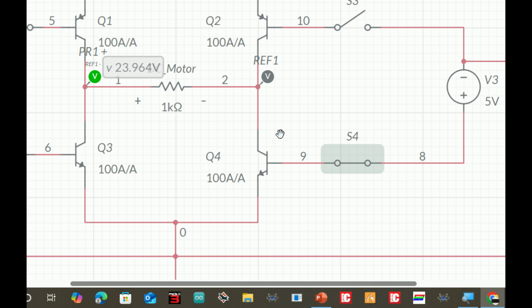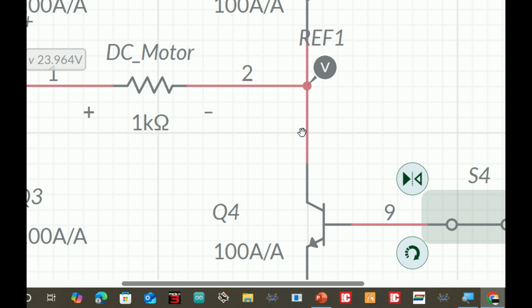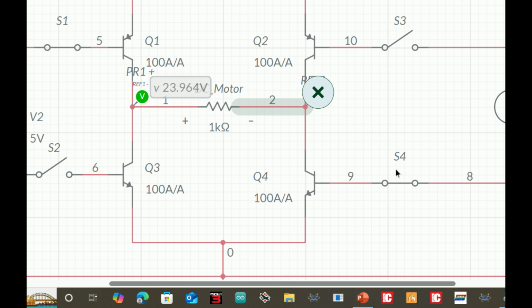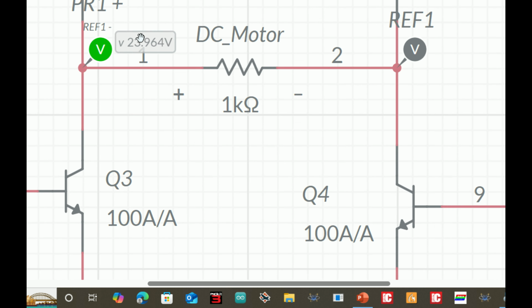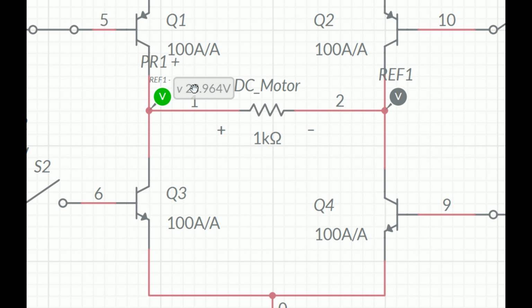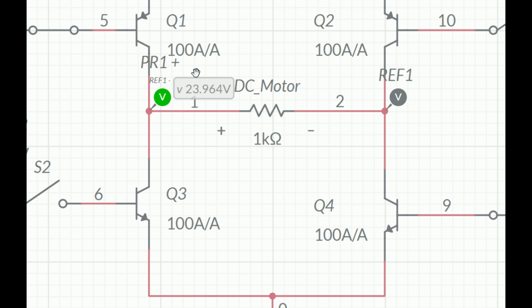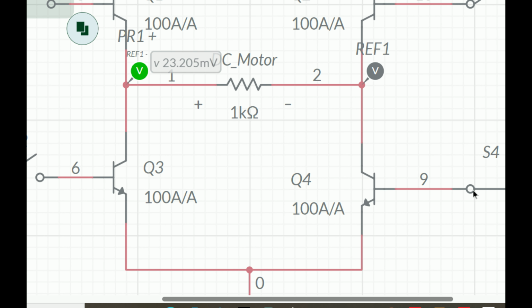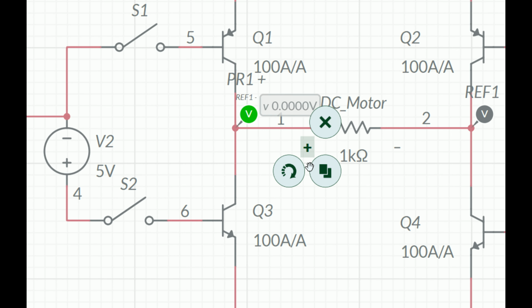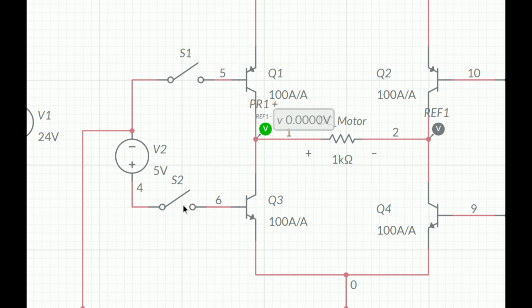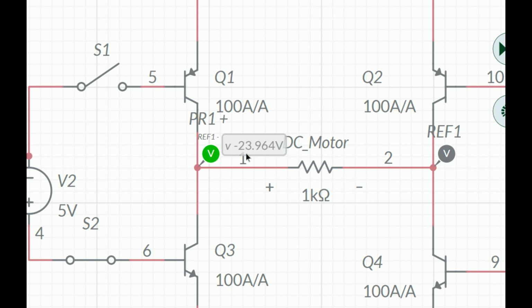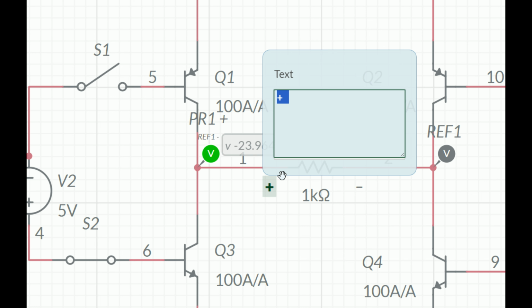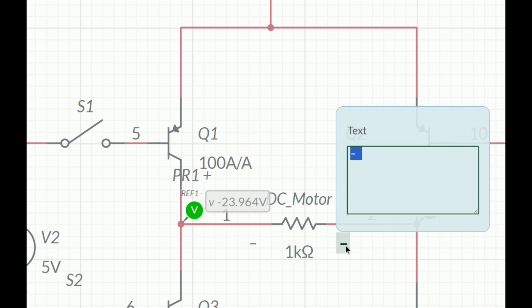So we close this. See, now we get the negative over here as well, because once we close the switch, this path gets closed and we get negative here. See, we got 23.964, that is 24 volt here. So now the motor is moving in one direction. Now I open both the switches, and the motor is no longer working. Now I close this switch and this switch. Again the motor is working, but this time it's negative. So this has inverted: this side is negative and this side is positive.